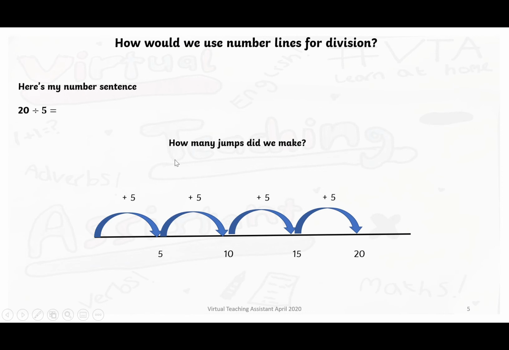Now, how many jumps did I make to get to 20? 1, 2, 3, 4. So, because each jump shows me how many 5s are in 20. So I made 4 jumps.